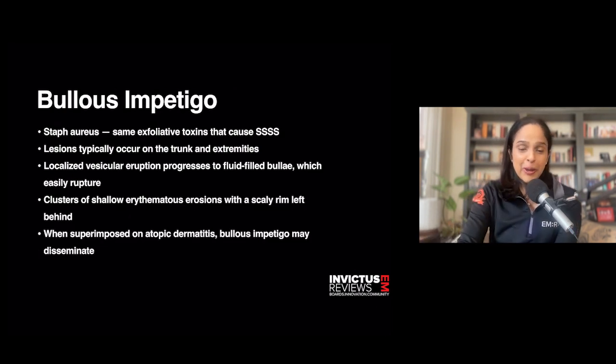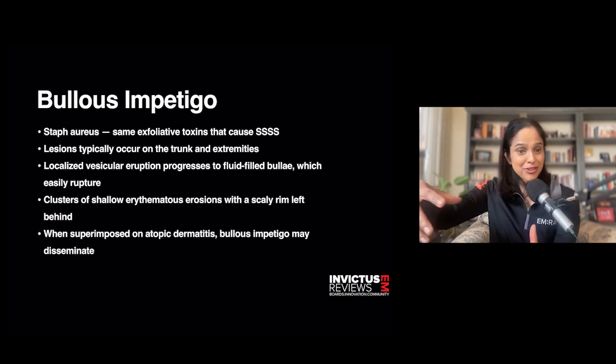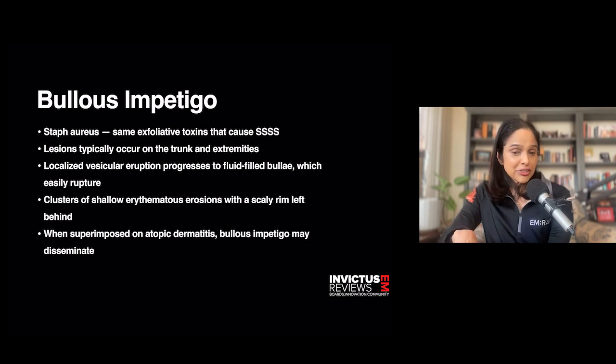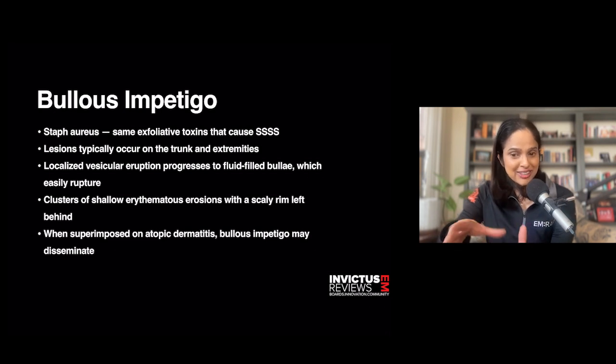Okay. Bullous impetigo. These people are not quite as sick. They have impetigo, but they have a staph that is giving off the same exfoliative toxins that cause scalded skin syndrome. So the same thing that makes the skin start to separate from the dermis. The lesions are usually going to be on the trunk or extremities. Localized vesicular eruption, then these fluid-filled bullae, and they can rupture pretty easily. And then these clusters of shallow erythematous lesions leave a scaly crust, the classic scaly thing of impetigo.